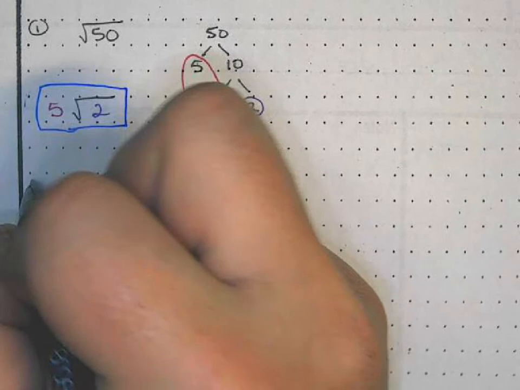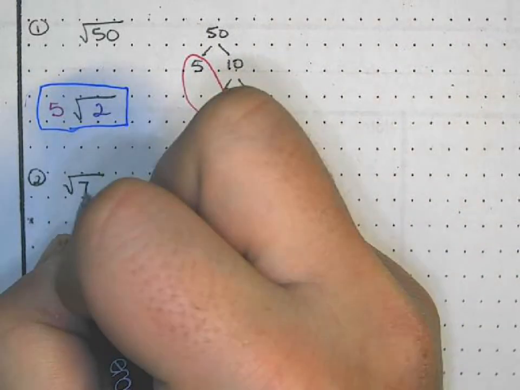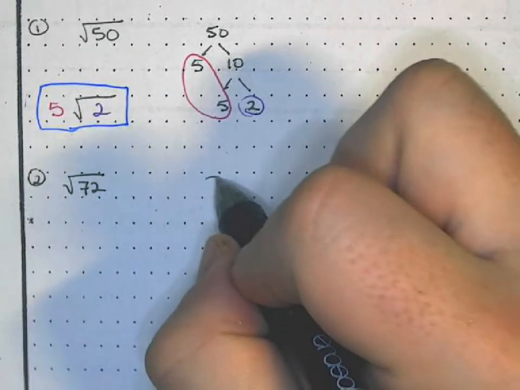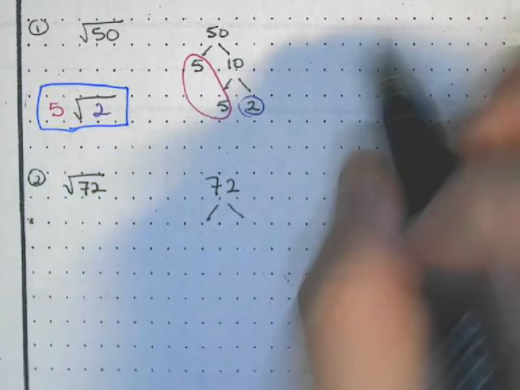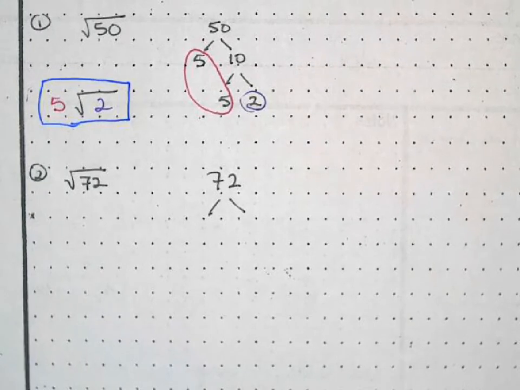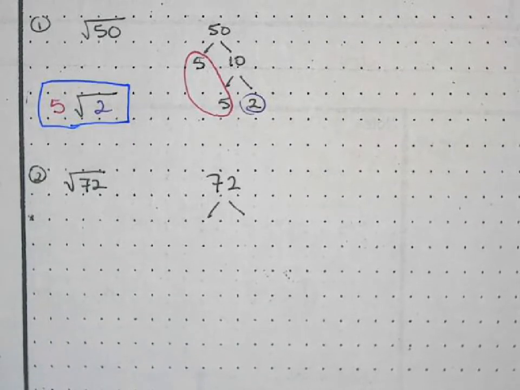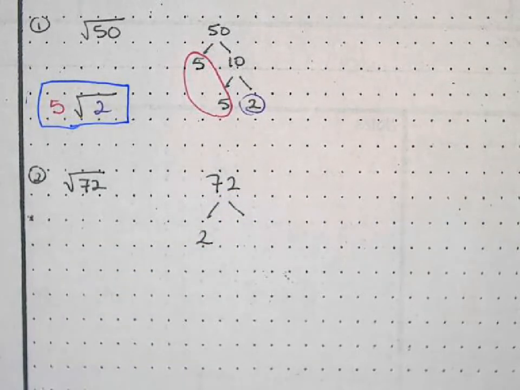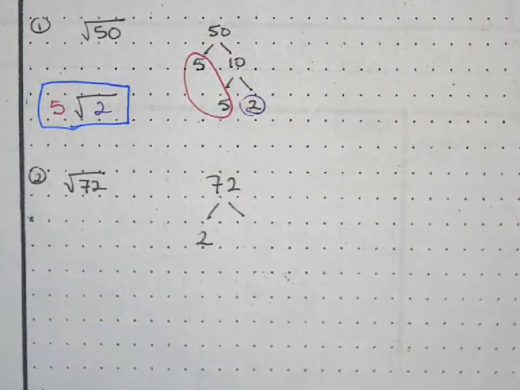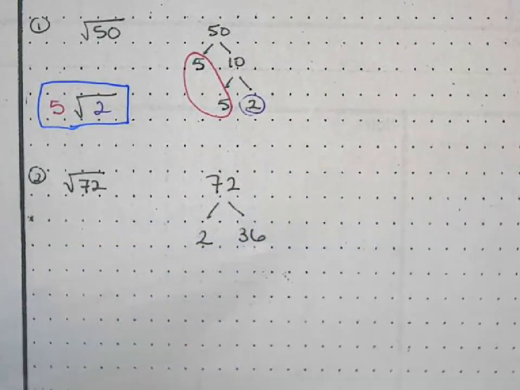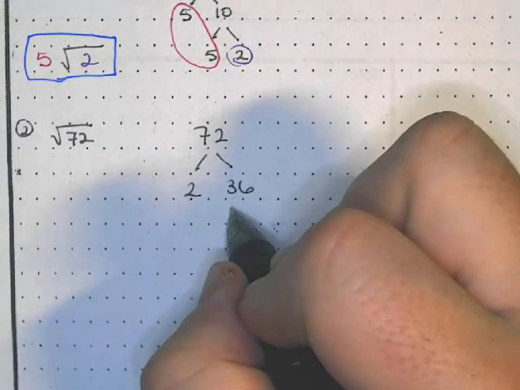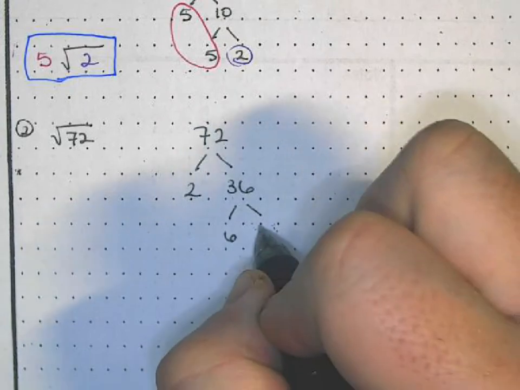Okay, let's do another one. Square root of 72. Now, a lot of times with these numbers, when I'm building my factor tree, it's not always easy to know exactly what these numbers are divisible by. So we can just use little tricks. Like, well, it's an even number, so I know I can divide by 2. And then we can just use our calculator and say 72 divided by 2, and we get 36. 36 might be a little bit more familiar. I know that's 6 times 6.